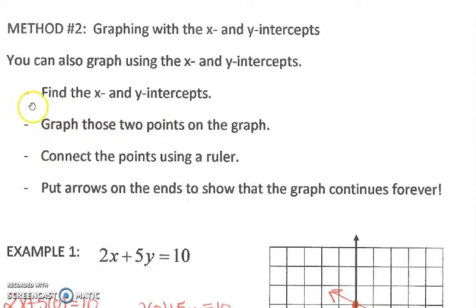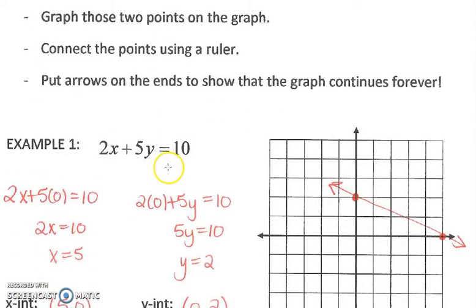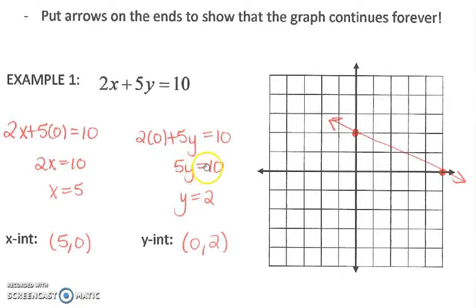So here are things that we need to know. We're going to find XY intercepts, graph those 2 points on the graph, connect the points using a ruler, and put arrows on the ends to show that the graph continues forever. We have an example here, 2x plus 5y equals 10. We're going to solve for the XY intercepts and use those 2 points to graph here.